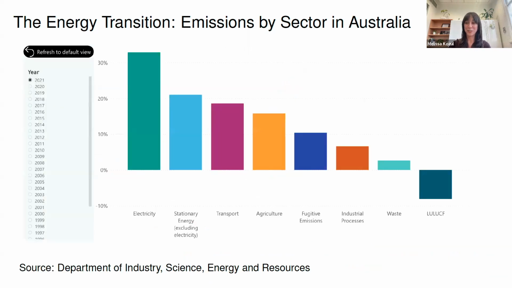Okay, now if we look at Australia, it's a very different picture, and actually the largest piece of the pie of our emissions is from electricity. And this is because of our historic and ongoing use of coal, especially in my state of Victoria. I think still 70% of our electricity comes from coal.